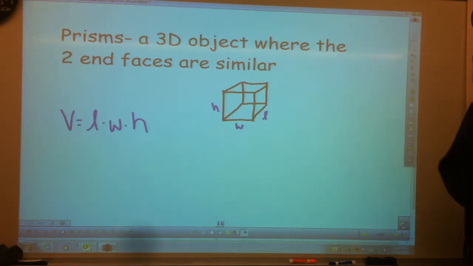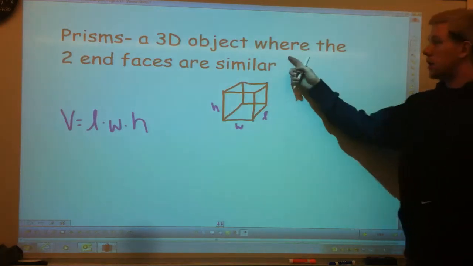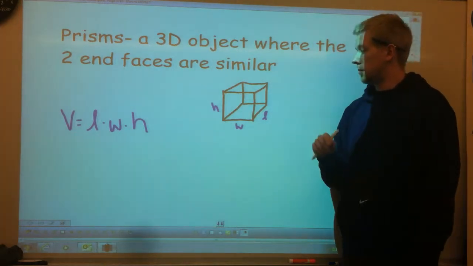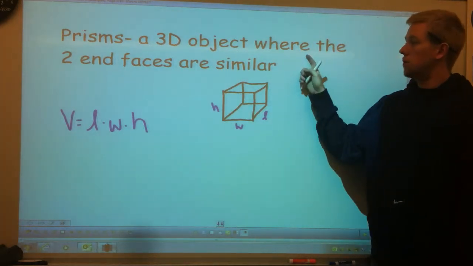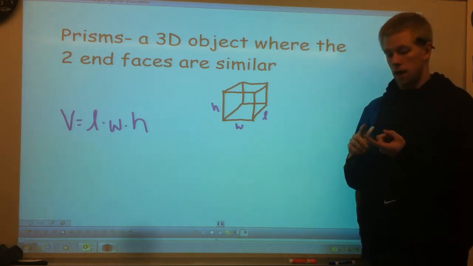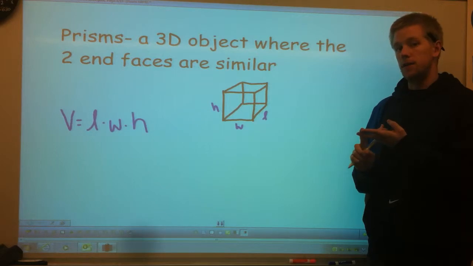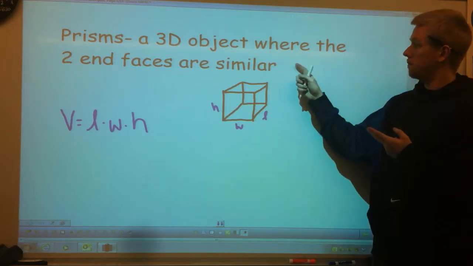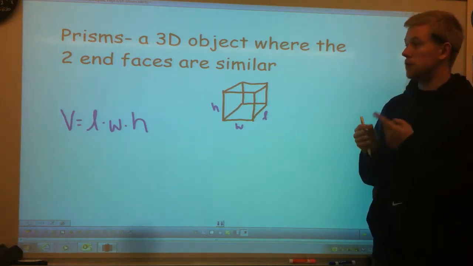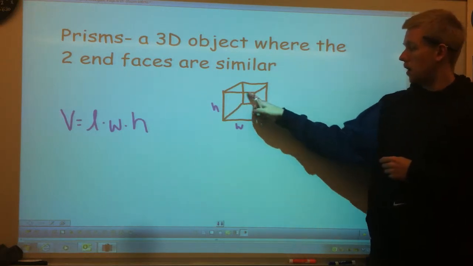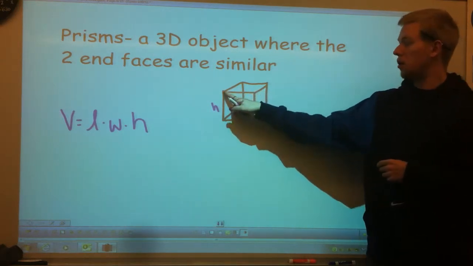So these are some of the shapes. Prisms are a three-dimensional object where the two end faces are similar. Okay? So you have a 3D object. You can have a rectangular prism. You can have a triangular prism. The only criteria for it to be a prism is that the two end faces have to be similar. So right here I have a square or rectangle.